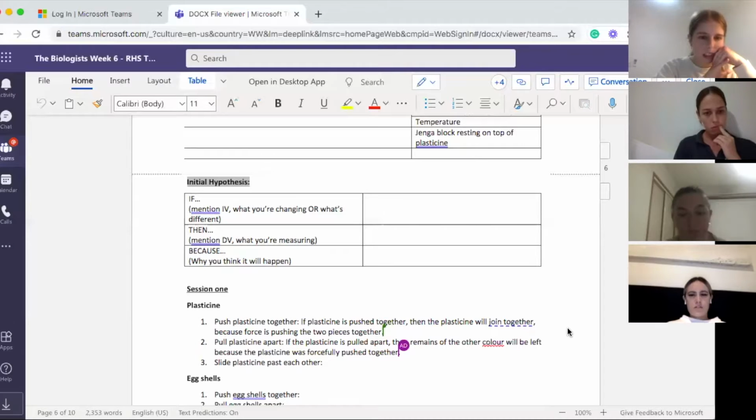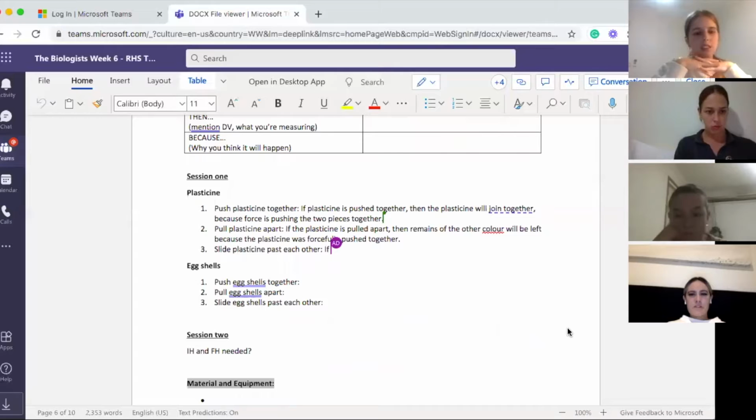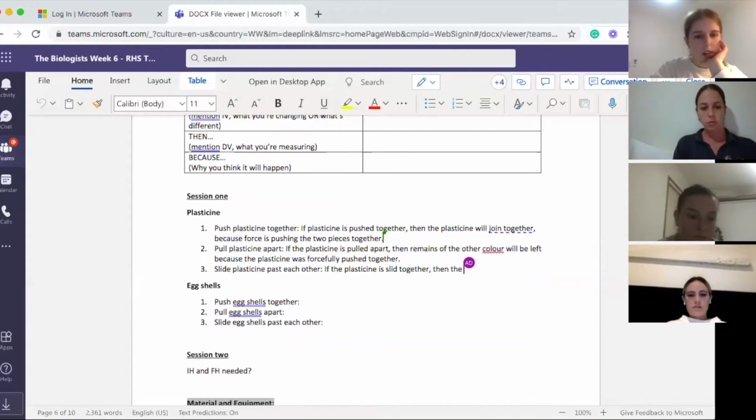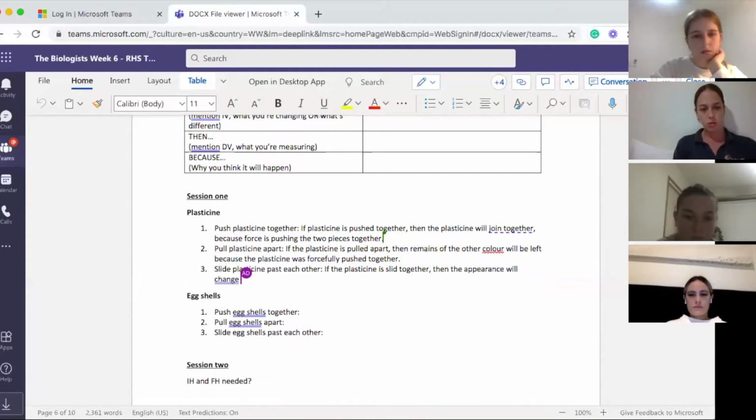And when it's slid, friction, I don't know. Well, they'll rub together and it'll kind of change the shape of them because the edges will obviously change. Yeah, that's good. We say then the appearance will change as the edges have rubbed together. Is that what we said? Yeah. It's kind of manipulating them and changing them.